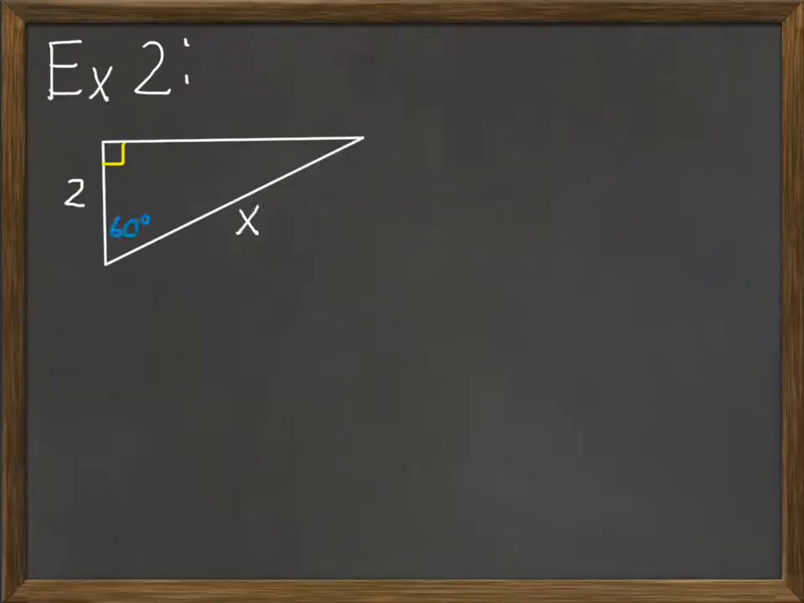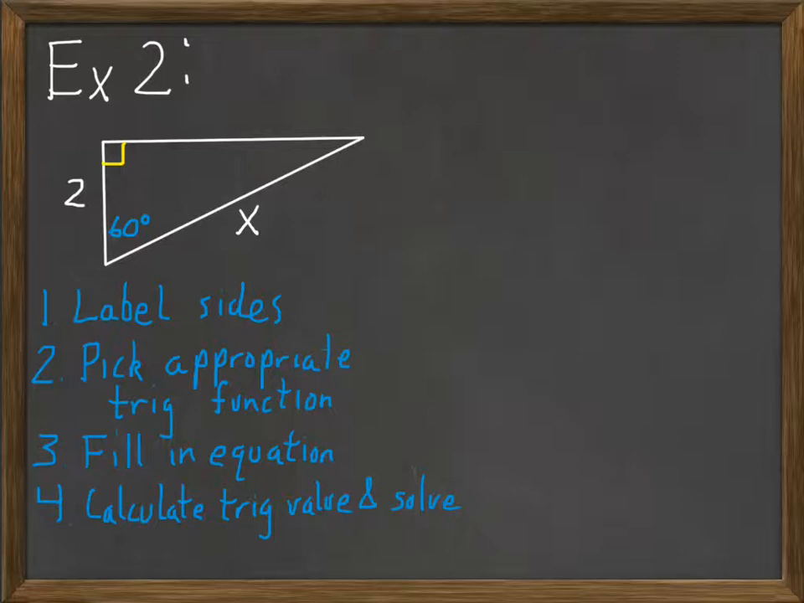Alright, so let's look at our last example. I'll walk through the steps one more time so you guys can get a good idea of what's going on. You already got the steps written down, hopefully, but I'll write them down here just for your reference as I go through the process. Okay, so first we need to label the sides. The 2 is the adjacent because it's next to the 60 degrees, and x is the hypotenuse.